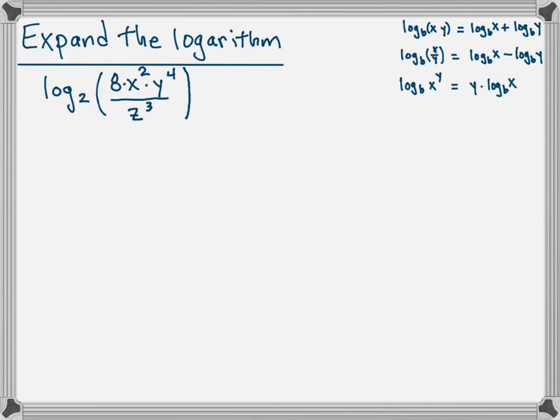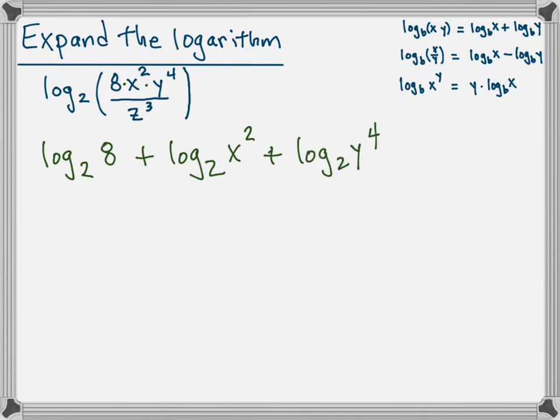So I would write this first as log base 2 of 8 plus log base 2 of x squared plus log base 2 of y to the fourth. And then that z to the third is on the bottom, so it's a quotient. It's going to get subtracted. So it'd be log base 2 of z to the third power, like so. So we're doing pretty good there.